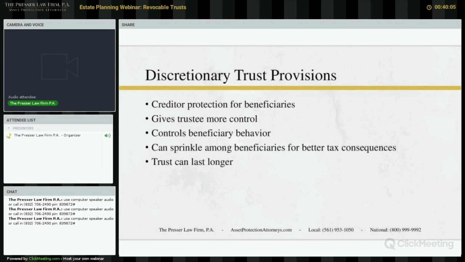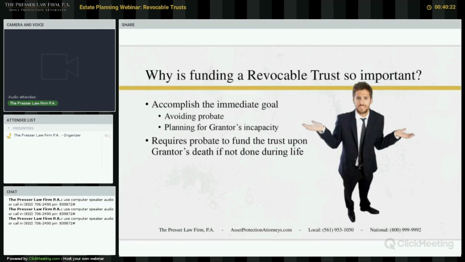And finally, as I discussed earlier, a discretionary trust can last longer because if you're not paying out mandatory distributions, there's likely to be more money left for future generations, assuming the laws of that state allow for the trust to exist for a longer period.